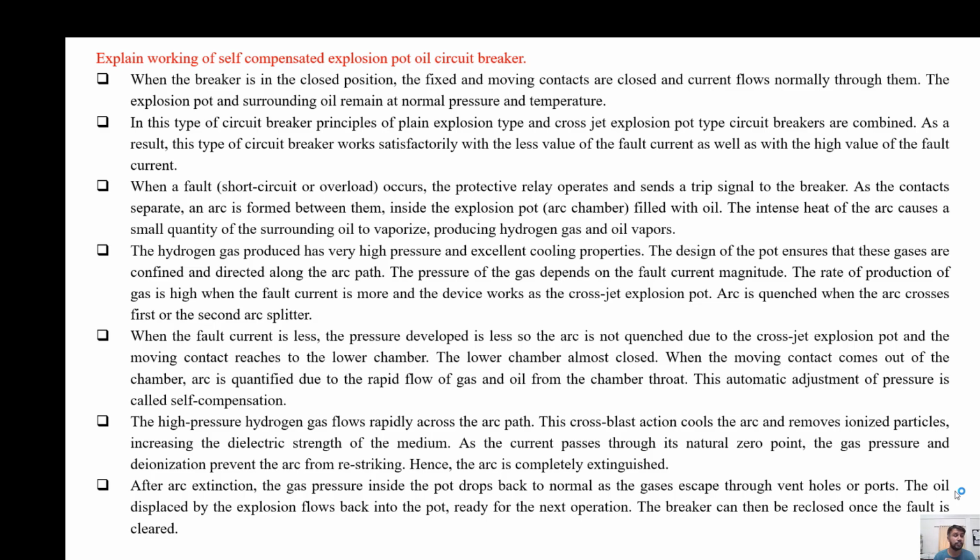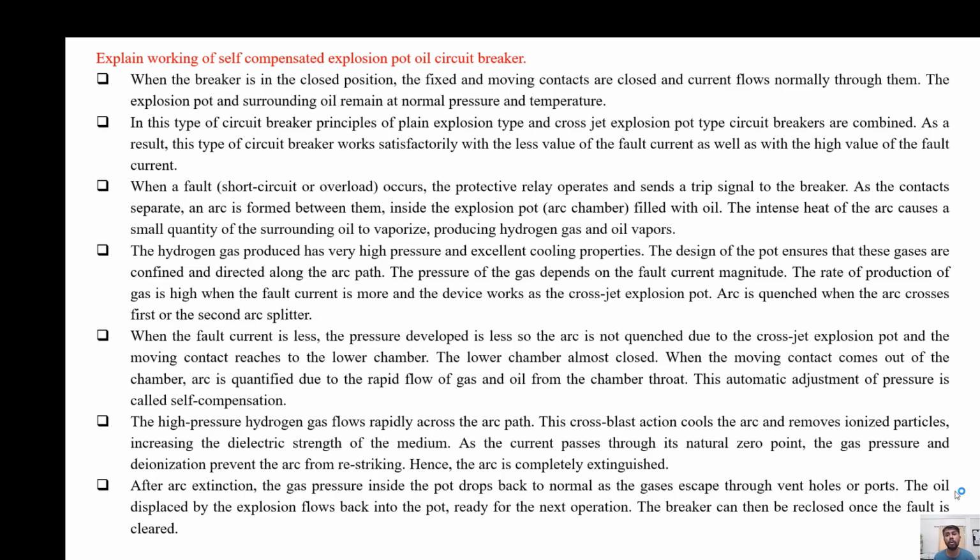Now when a fault, that is a short circuit or overload, occurs, the protective relay operates and sends a trip signal to the breaker. As the contacts separate, the arc is formed between them inside the explosion pot, that is, in the arc chamber filled with oil. The intense heat of this arc causes a small quantity of the surrounding oil to vaporize, producing hydrogen gas and oil vapors. The hydrogen gas produced has very high pressure and excellent cooling properties.